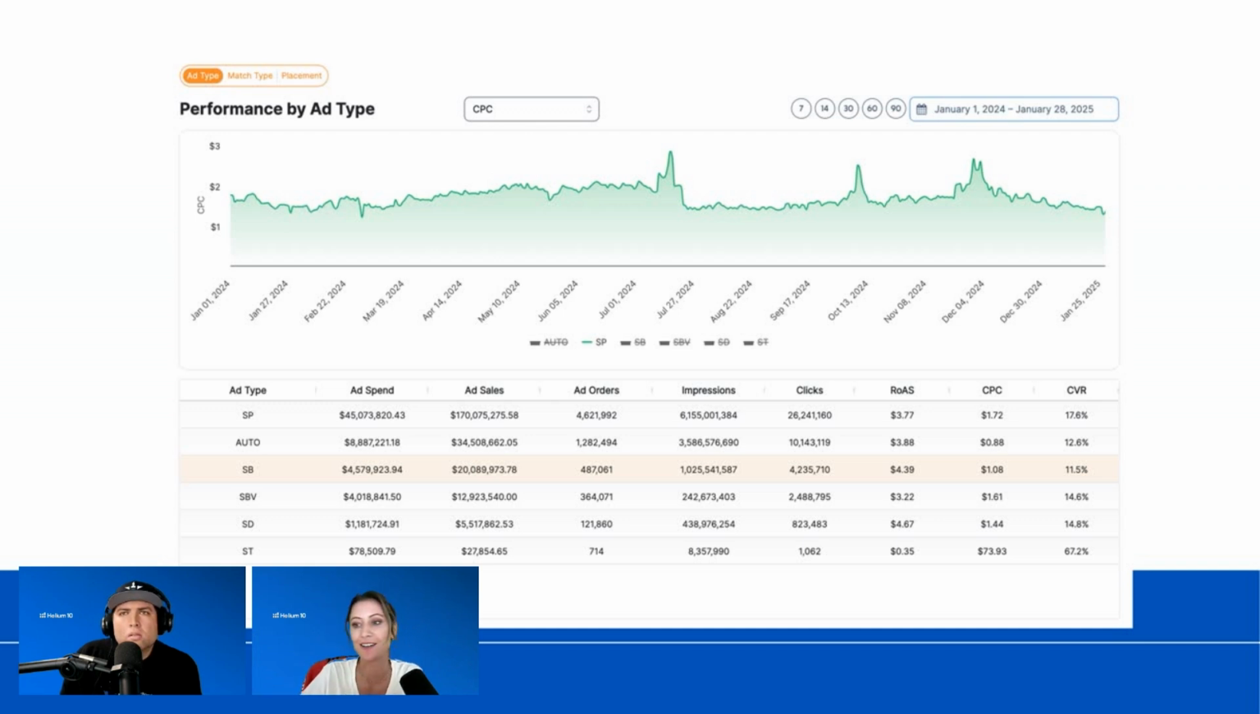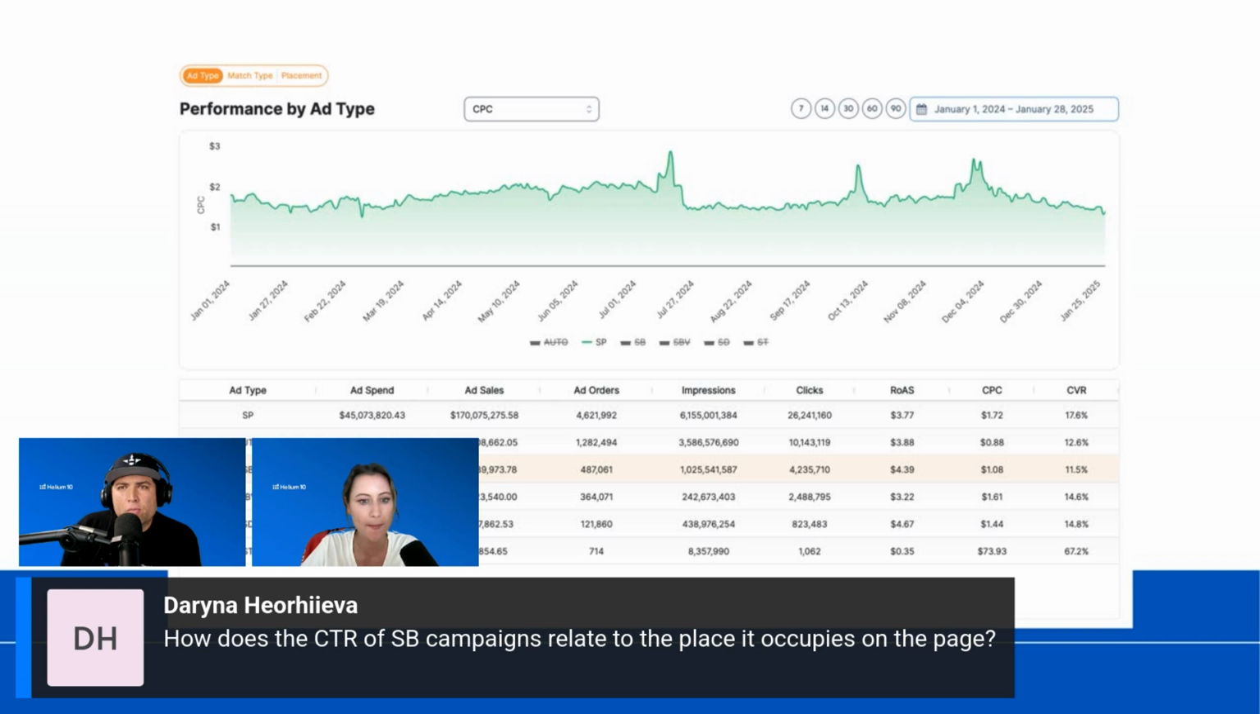Wow, there's some great questions in here. We're maximizing sponsored brands and sponsored display. Do you want me to run through some of these? There was one from Dorina about the click-through rate depending on the placement. That's something I know that Helium 10 doesn't show yet. Obviously with Helium 10, you can see in Keyword Tracker the placement of your sponsored product ads, like what position you are. But sometimes a sponsored brand video ad shows in the middle of the page.